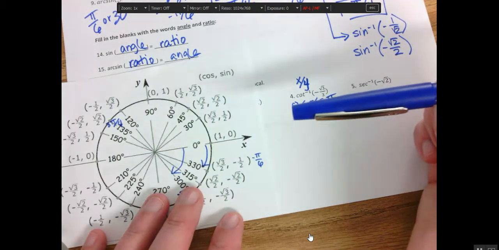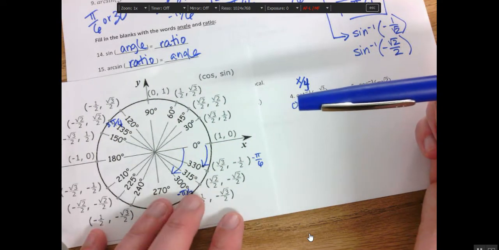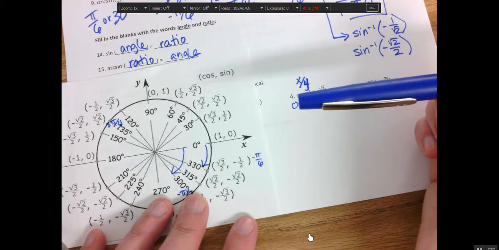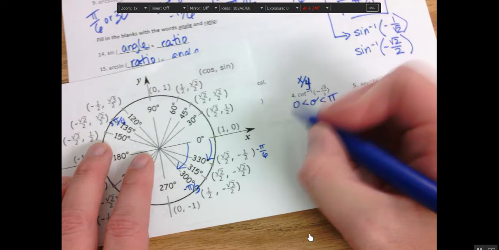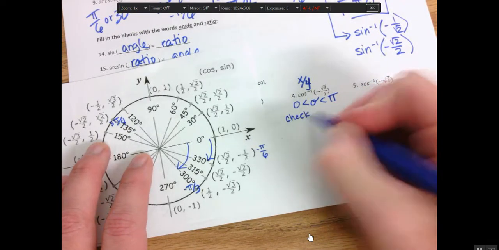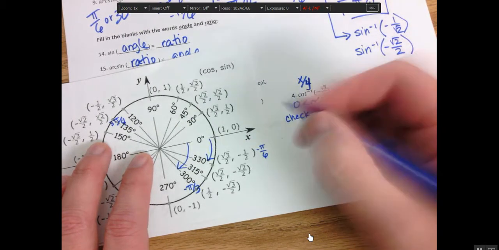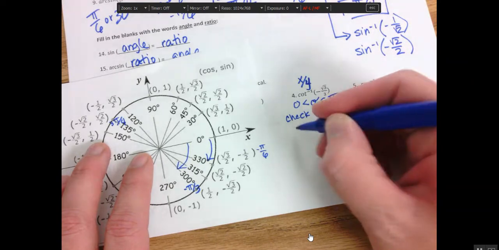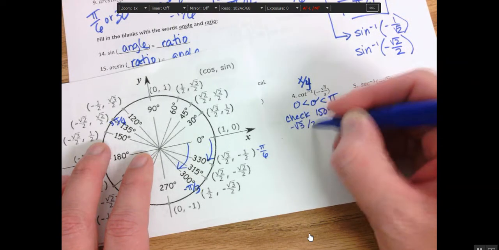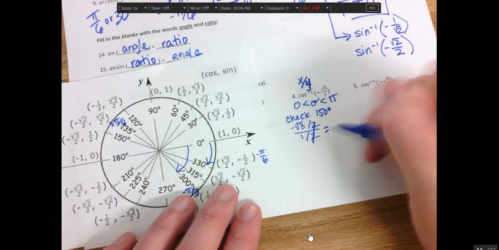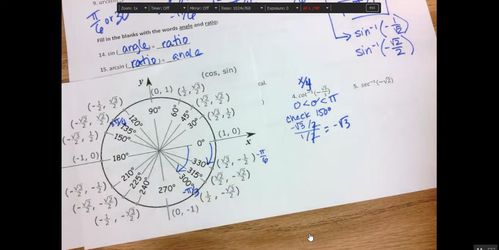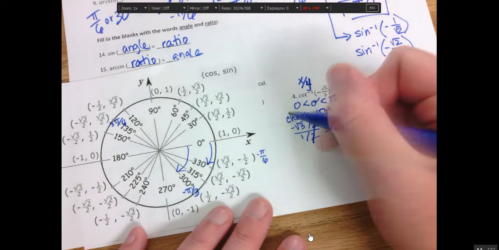Okay, and then what do you guys want to pick? I'm going to say probably not 135, right? So pick one of the others. 150. Okay, we're going to pick 150 and we're going to check it. So check 150 degrees. So I'm going to do x over y. Those cancel, and I get negative root 3. So was it 150? No, but we checked it and it wasn't right, so not that one.